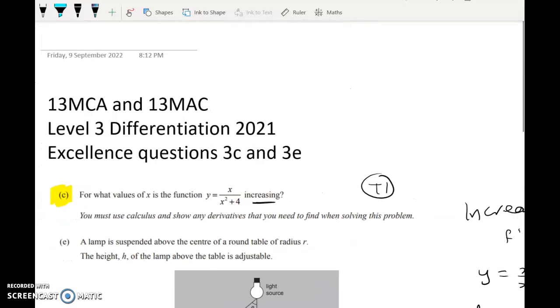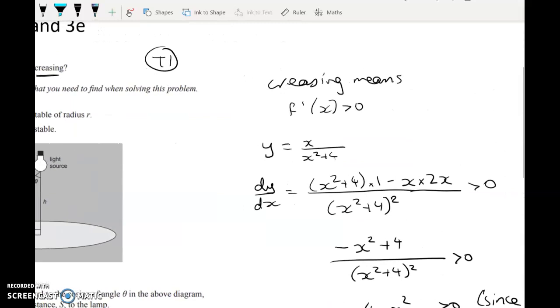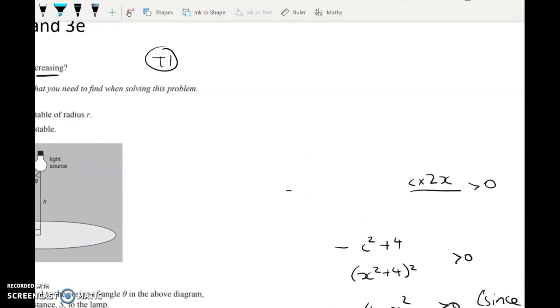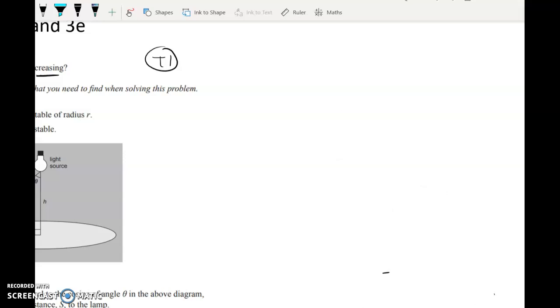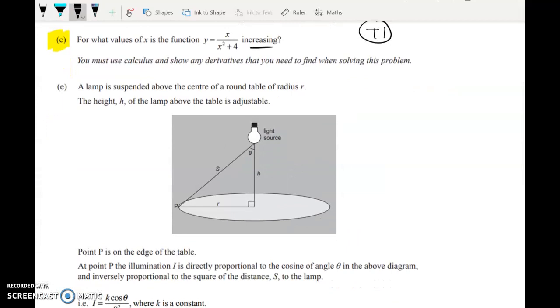So this is definitely an E8 question. And I think you just need to work slowly through the wording and have a think about what's variable and what's constant. Right, so we've got a lamp suspended above the centre of a round table of radius r. And the height is adjustable, right? So what we're looking at is the lamp can go up or the lamp can go down. And we've got point P on the edge of the table.